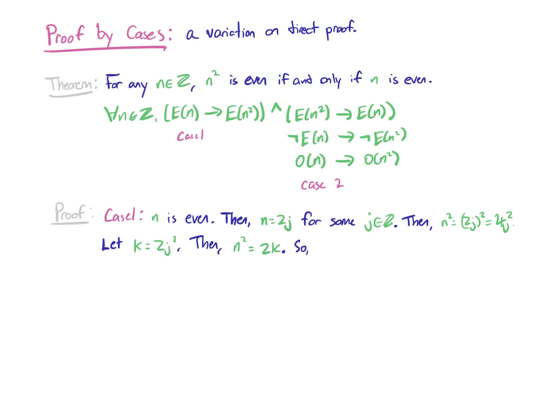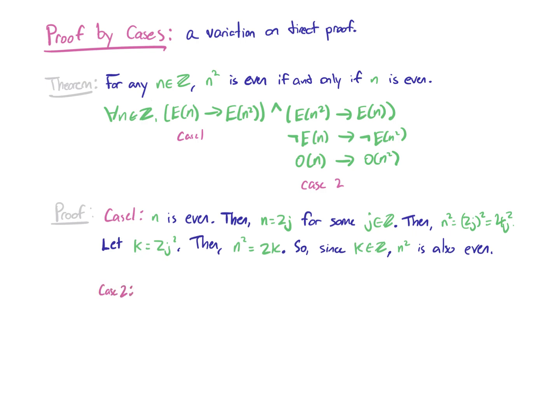So, since k is an integer as well, if I take an integer and square it and multiply it by 2, I still get an integer. Since this is true, we have that n squared also satisfies the definition of an even number and is also even. So that was case 1. I'm not done yet. I still need to do case 2 in order to complete my proof of this claim.